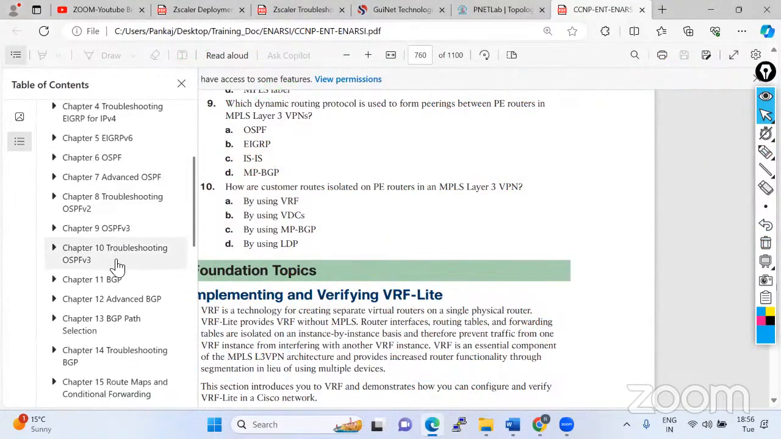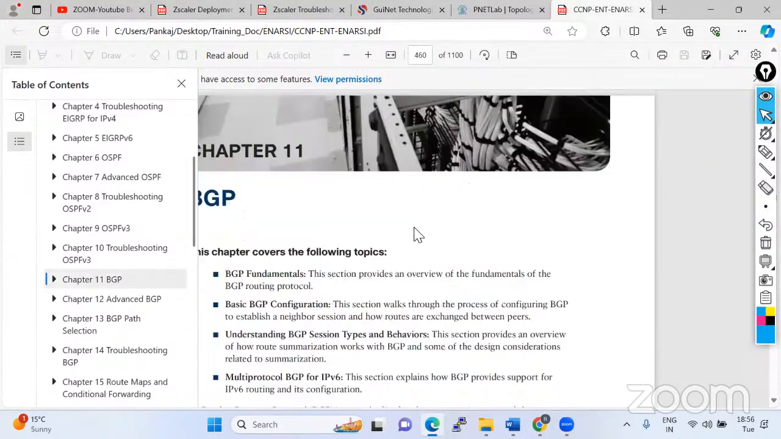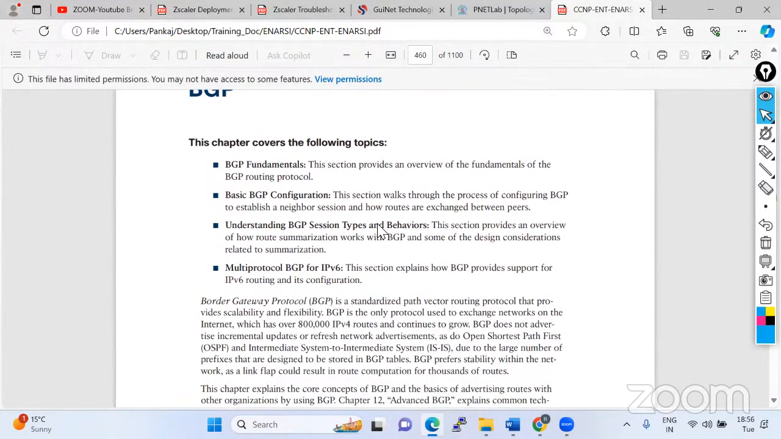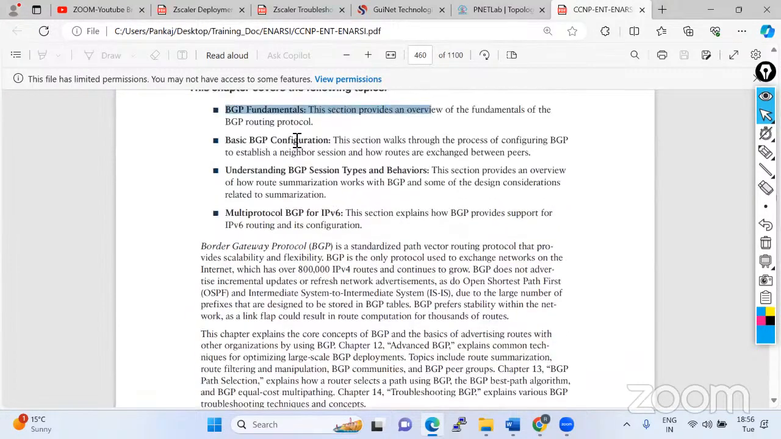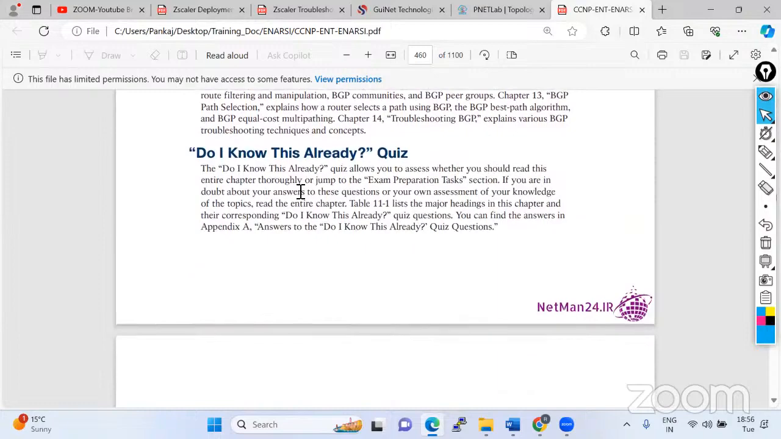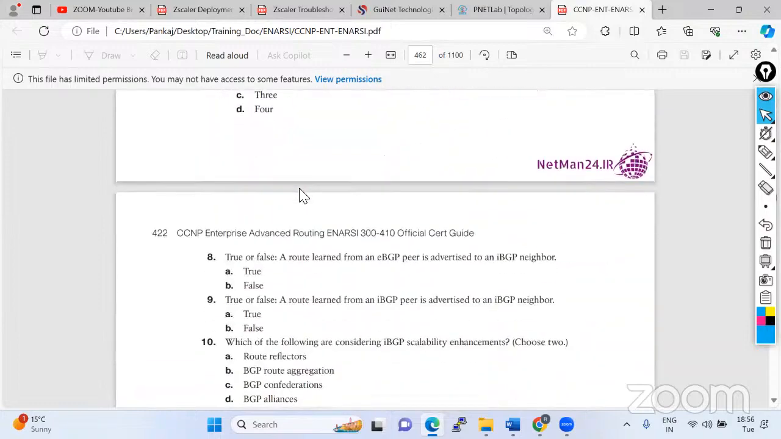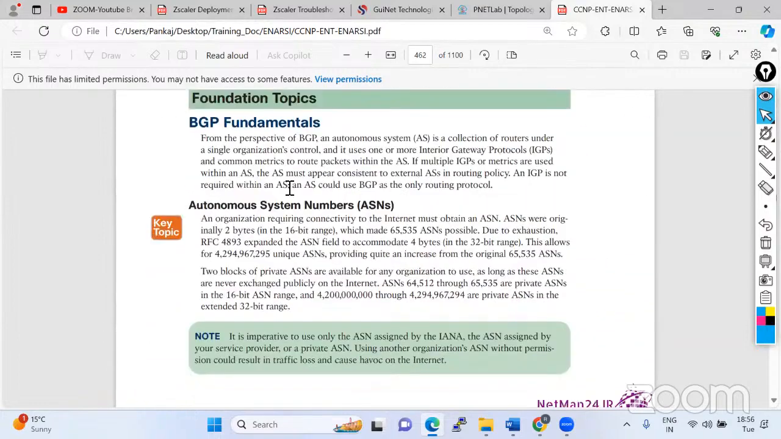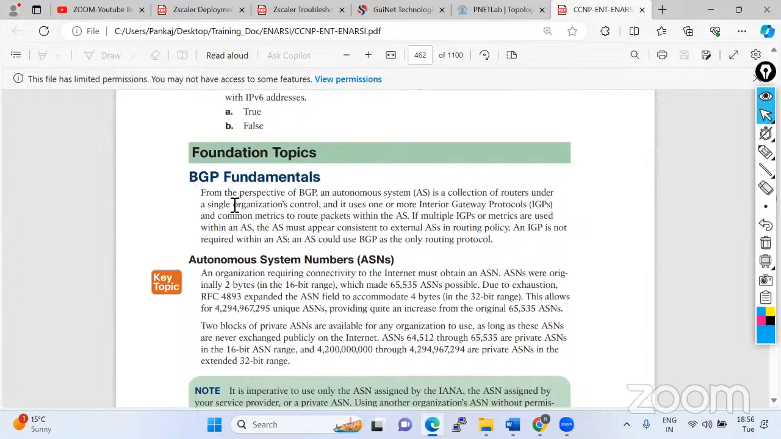Here you can see we have advanced routing, and if we talk about BGP, first is BGP fundamentals, then BGP basic configuration. We'll do all the configuration step by step, understanding BGP session types and behavior, and multiprotocol BGP for IPv6. We have a quiz as well, right? And BGP fundamentals. If you read the BGP fundamentals, how does it explain it?